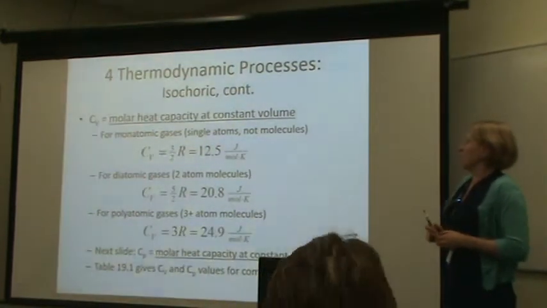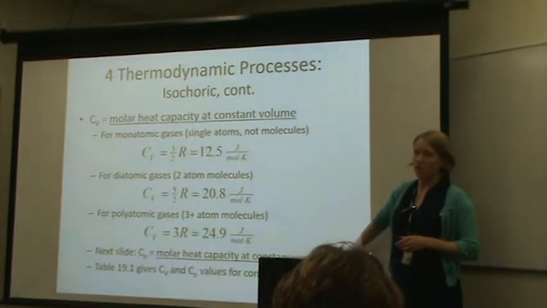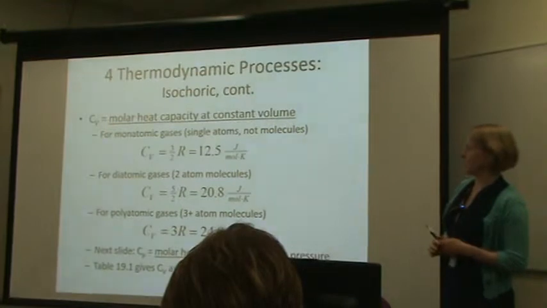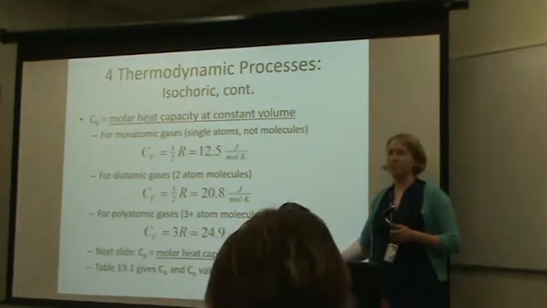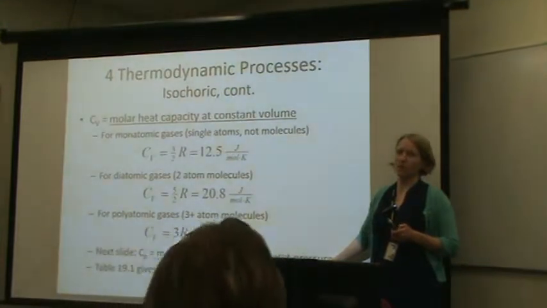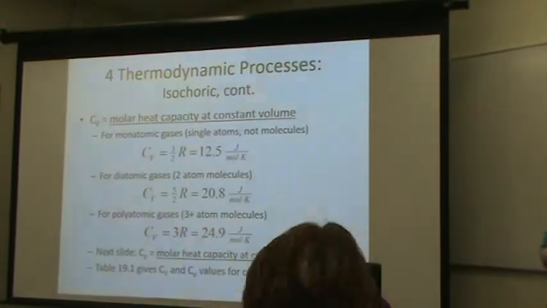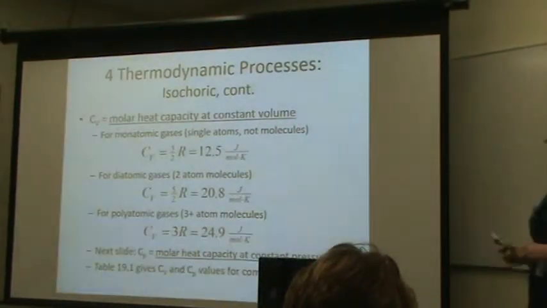So we're going to talk about CP in the next slide. That's the molar heat capacity at constant pressure. And just to summarize all this information on one slide, CV and CP values can be found on table 19.1 in your book. So that's handy, so you don't always have to figure it out if you're not sure. You can just look it up in a table.